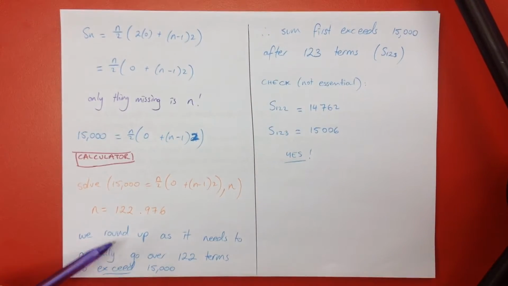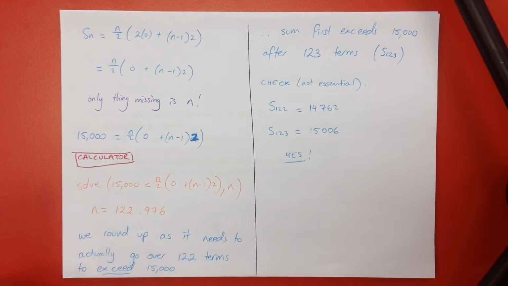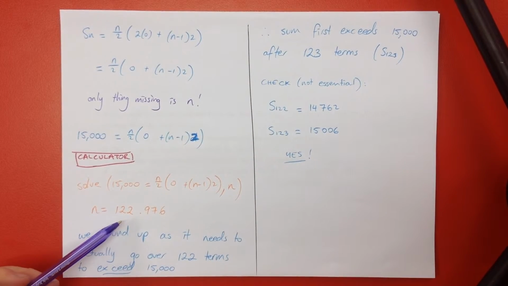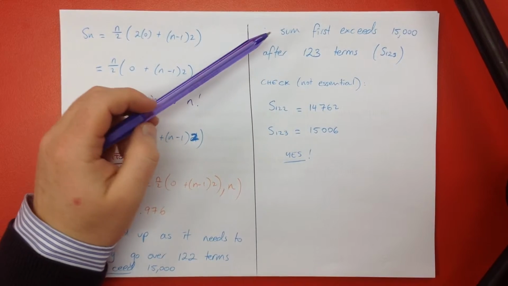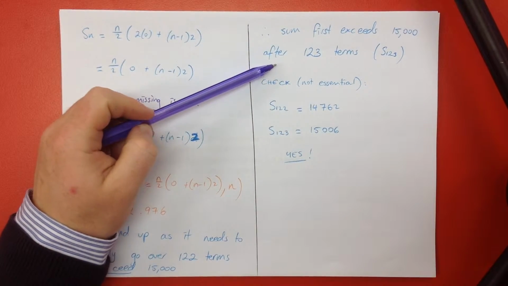And we can't really have half a term. That doesn't really work in practice. So we have to pick either 122 or 123. So we're going to round it up because it needs to exceed that amount where it crosses. So it first exceeds 15,000 after 123 terms.